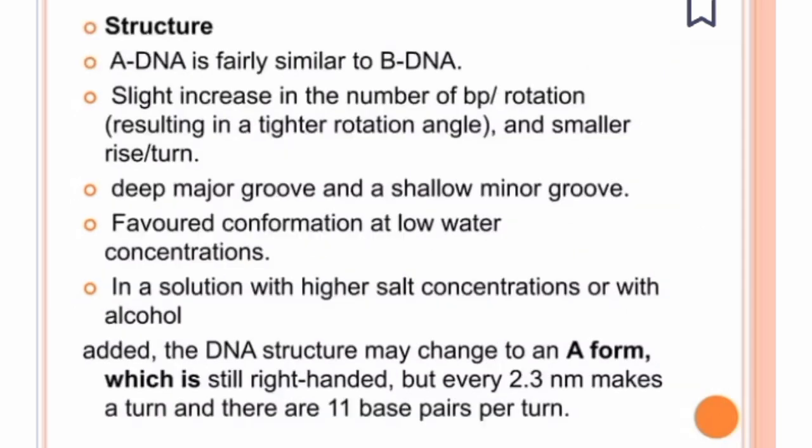So A is fairly similar to B form. It is slightly increased in the number of base pairs than B form. B form has 10 base pairs, but A form has 11 base pairs. Just one number is increased. And then it has a deep major groove and a shallow minor groove because it is dehydrated, right? So major groove will be very deep, but the minor groove will be just slightly deep.